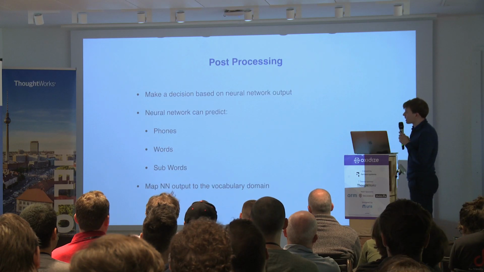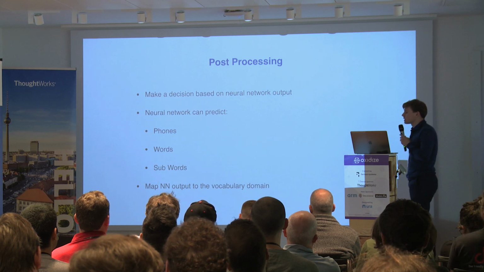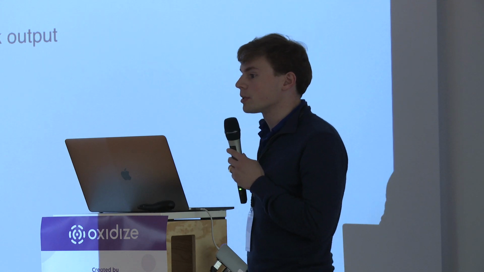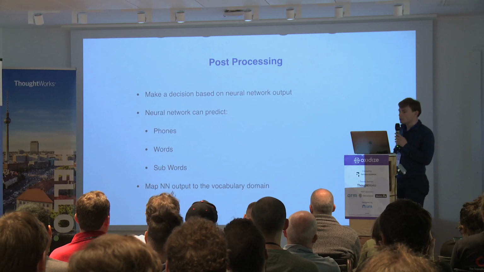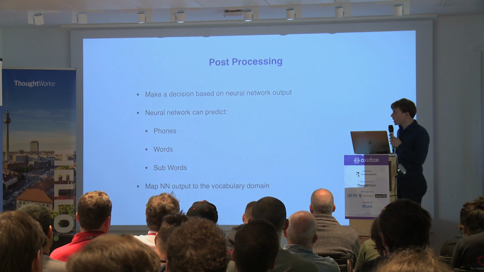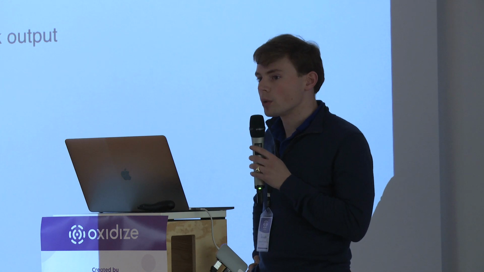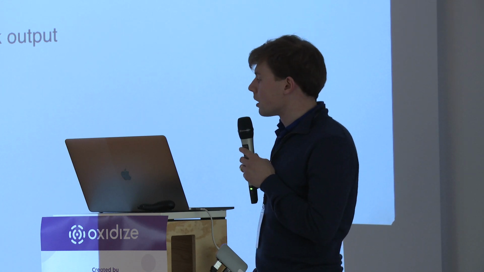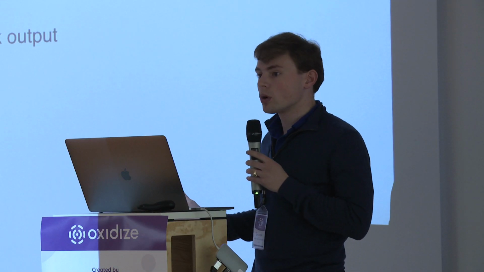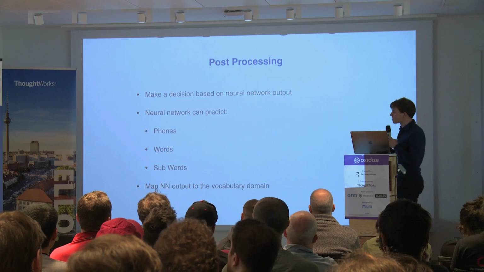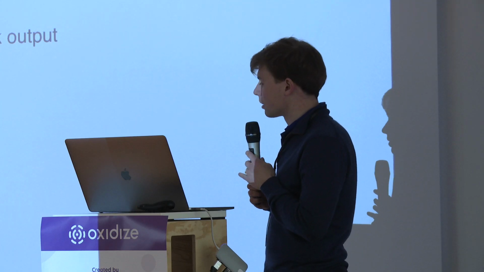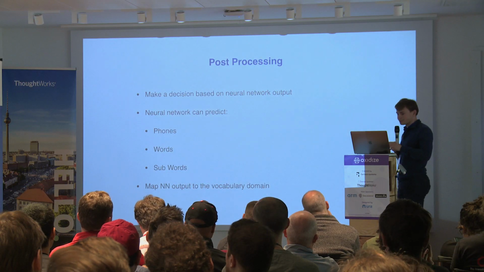When the neural network has finished, the post-processor will take the lead, because the neural network can predict different things depending on what you want to do. There will be phones, words, and subwords. So the vocabulary can be mapped to a sequence of phones, or it can be mapped directly to subwords, or it can be the final words you want to recognize. The post-processor will try to map the neural network output to a recognition, to the vocabulary.